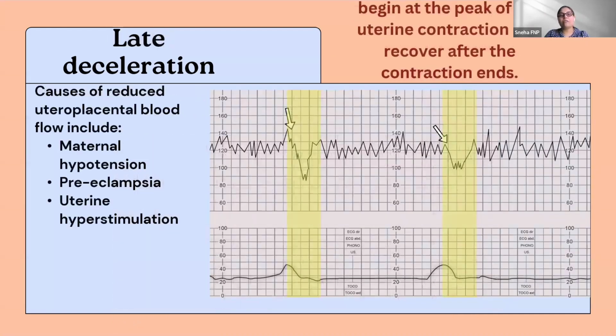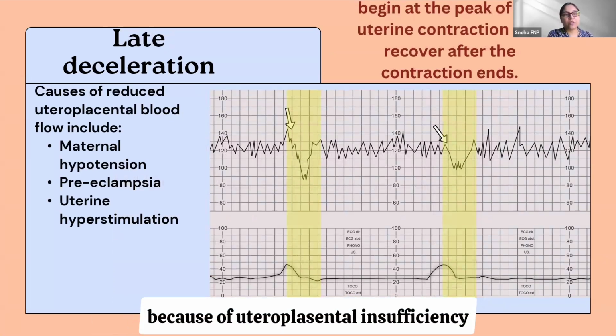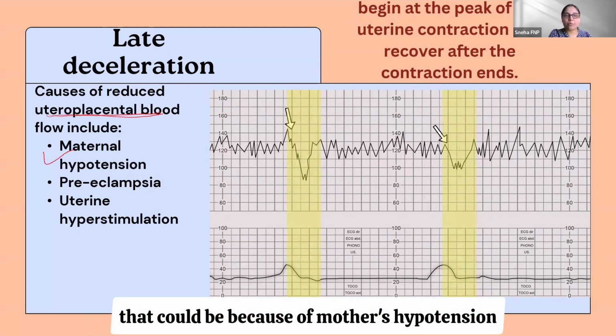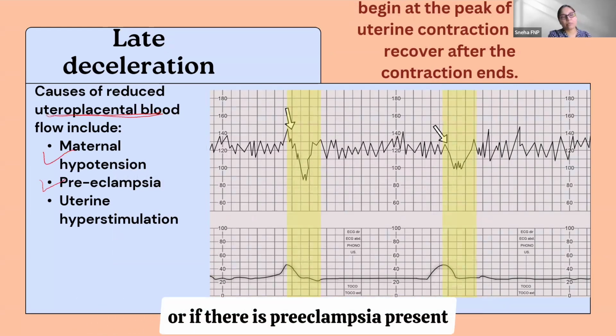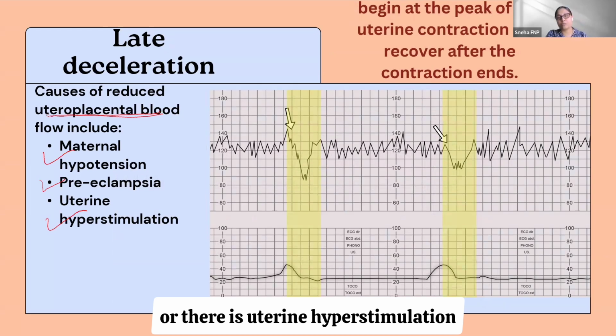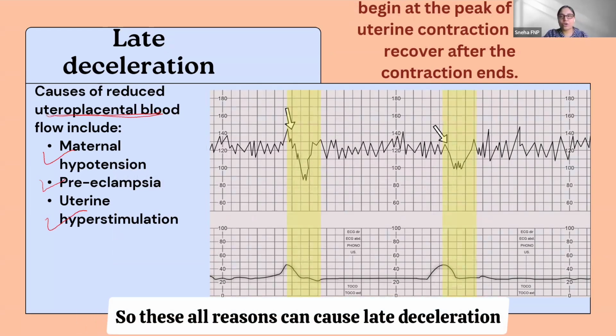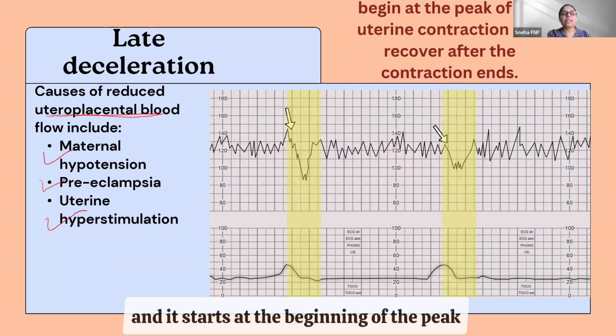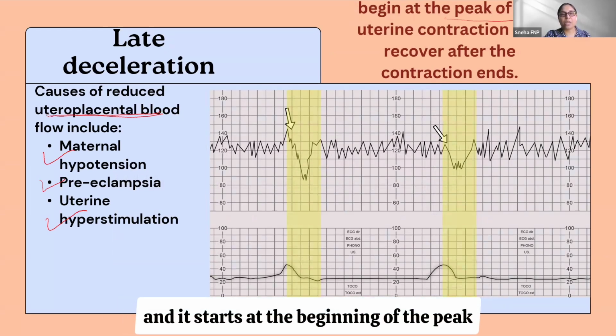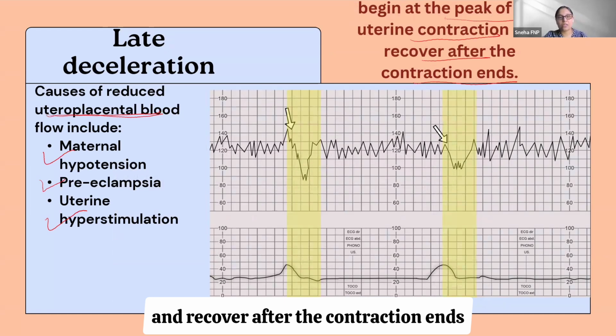Okay. Then we do have late deceleration. So late deceleration is because of uteroplacental insufficiency, and that could be because of the mother's hypotension, or if there is preeclampsia present, or there is uterine hyperstimulation, uterine tetany. So all these reasons can cause late deceleration, and it starts at the peak of the uterine contraction and recovers after the contraction ends.